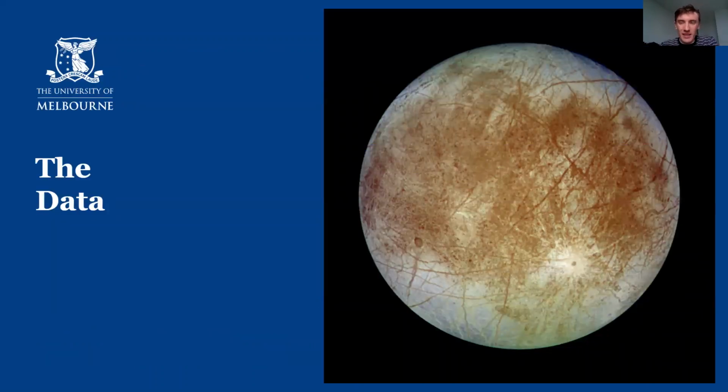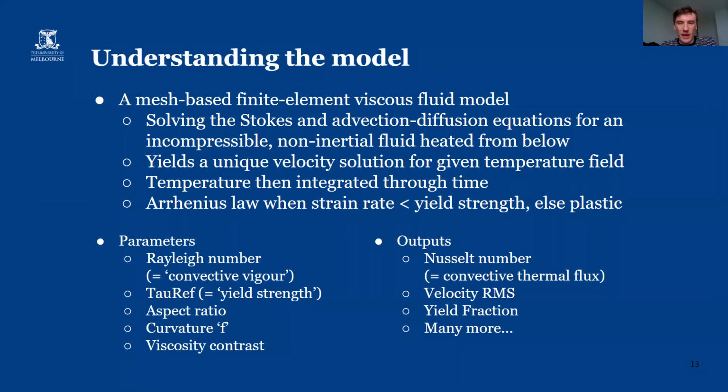So here's the data, and it's a lot of data. It was a mesh-based finite element viscous fluid model. We had a lot of parameters, but the input parameters we're really looking at here are the yield strength, tau ref, the aspect ratio, and the curvature, f, defined as the ratio of the outer and lower mantle lengths. And we collected a lot of outputs, 30 different channels of outputs, complete model data for many of the steps, but also even more frequent collections of lots of analytical reduction data, especially the Nusselt number, the velocity root mean square, and the yield fraction, which we'll be talking about today.